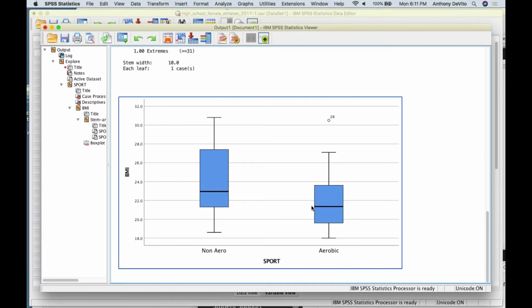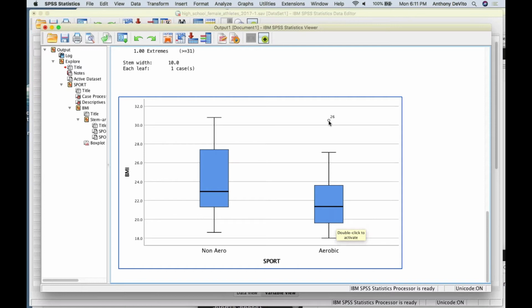So the BMI of the girls that take part in aerobic sports is lower. The median is lower. This represents not the mean, but the median. The 25th percentile, 75th percentile. The lowest value, the highest value, similarly lowest value, highest value, median, 25th percentile, 75th percentile. What's this value up here?